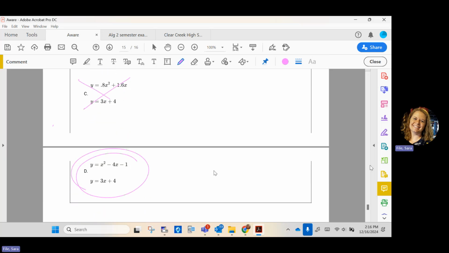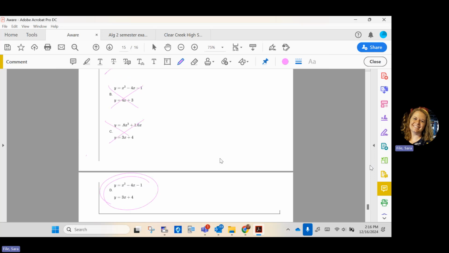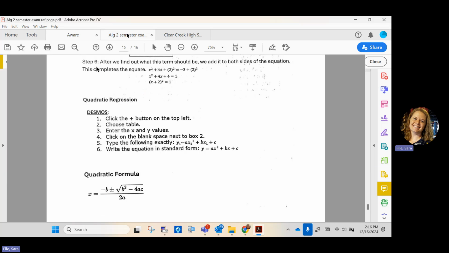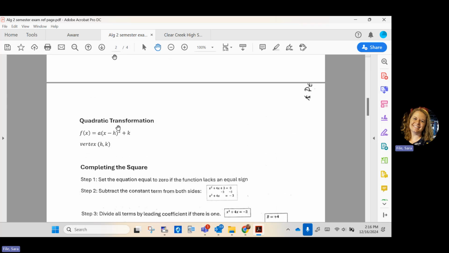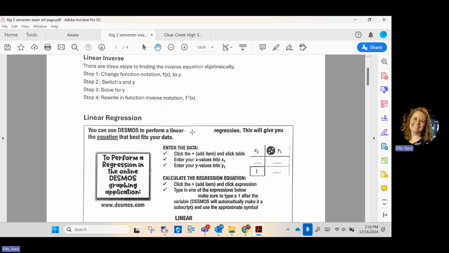Okay, so we had to do regression for each and see was quadratic or linear the best fit for that data. And then the calculator wrote the equation for you. You could work backward from your answer choices. If you wanted to plug all those numbers into your answer choices and check, you could. But remember, the steps for quadratic regression and linear regression are here on this reference page that you get.